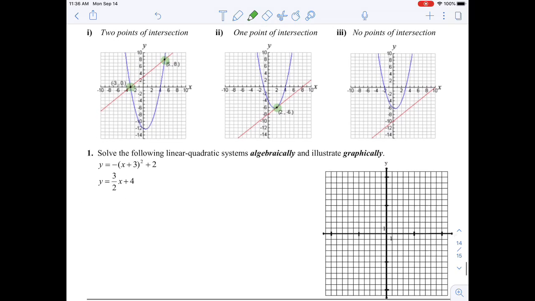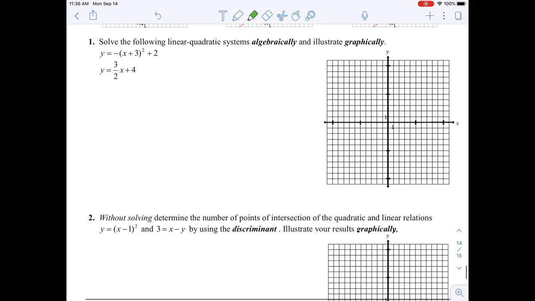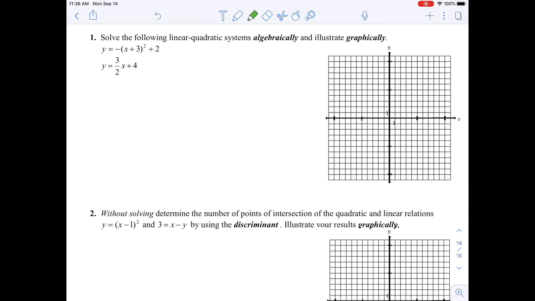So let's get to actually solving these. Remember, solving a linear system means trying to find that special x and y coordinate combination that work in both relations at the same time. So we're going to do that algebraically, but we should be able to illustrate this graphically and show exactly why those points that we've identified actually work.